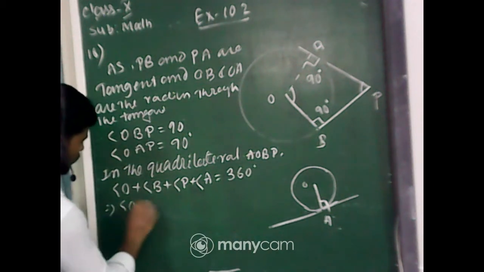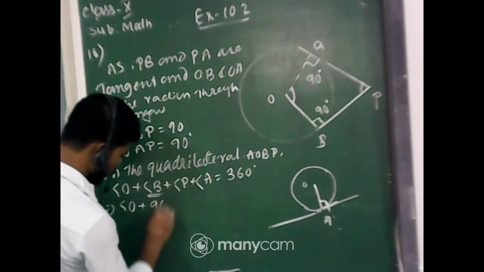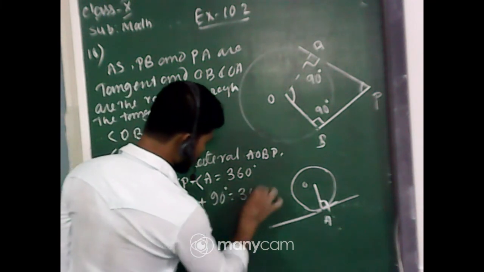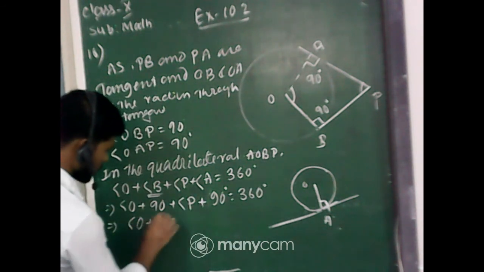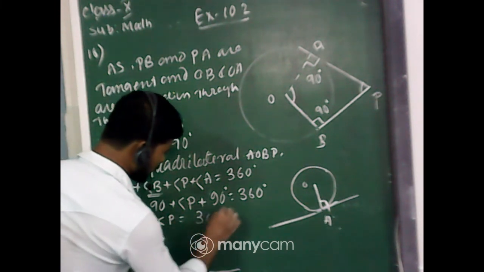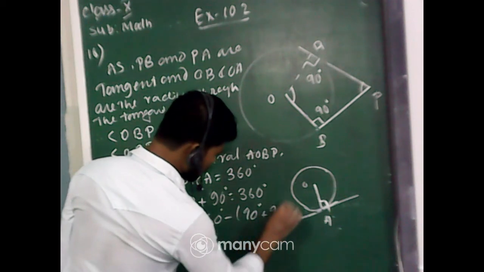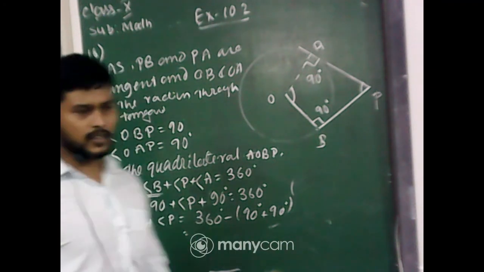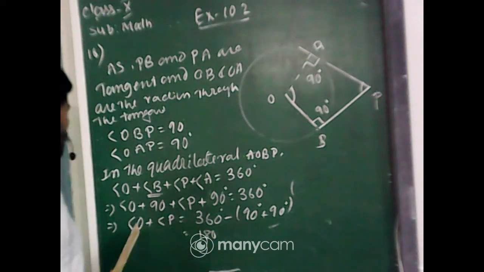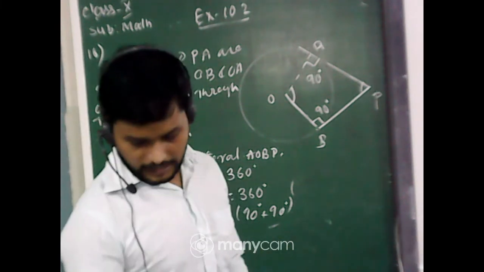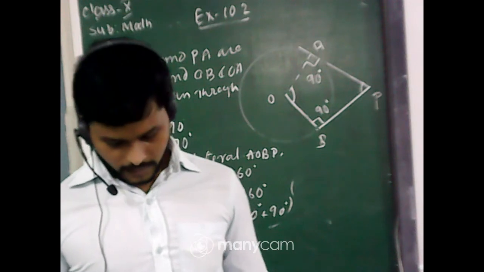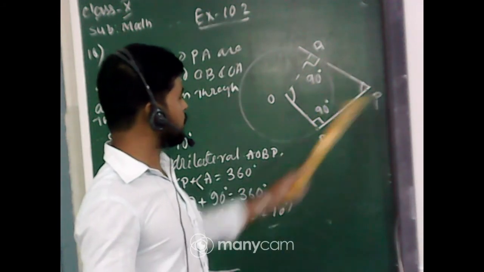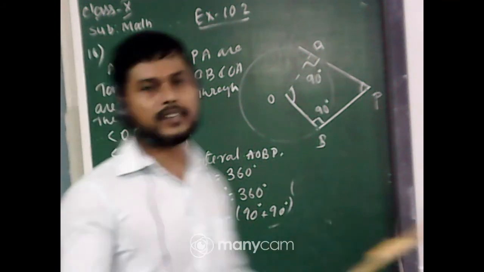That means angle O plus angle B, the value of B is 90 degrees, it is known, plus angle P, we don't know the value, and angle A is again 90 degrees, which is equal to 360 degrees. That means angle O plus angle P is equal to 360 degrees minus 90 plus 90. Now do the calculation: 360 minus 180 is equal to 180. Means angle O plus angle P is equal to 180. And we know that if the sum of two angles is 180 degrees, then the angles are said to be supplementary. That means angle APB and angle AOB are supplementary angles, and hence the proof.